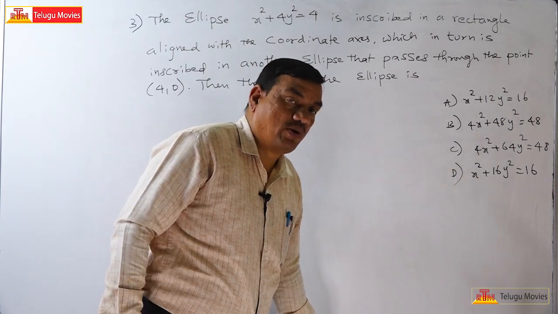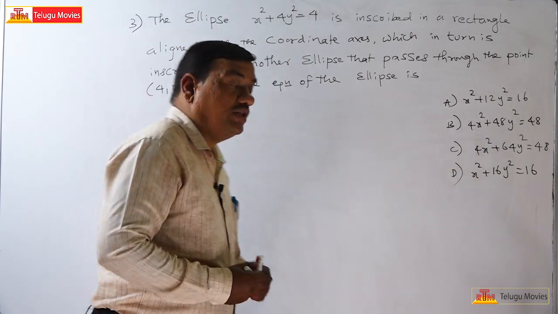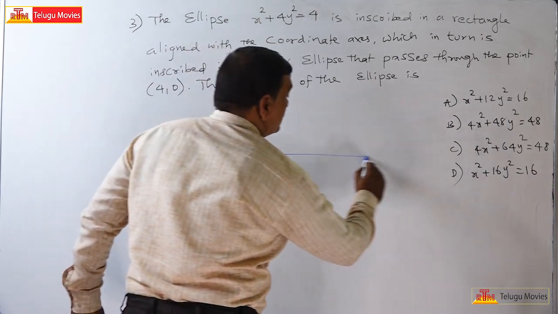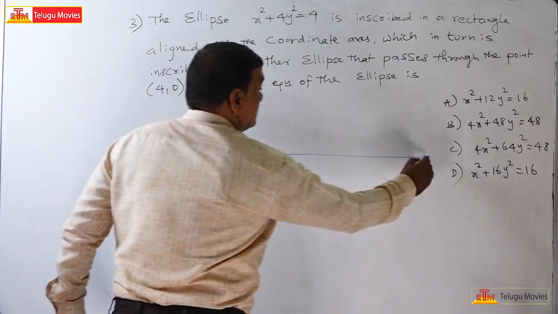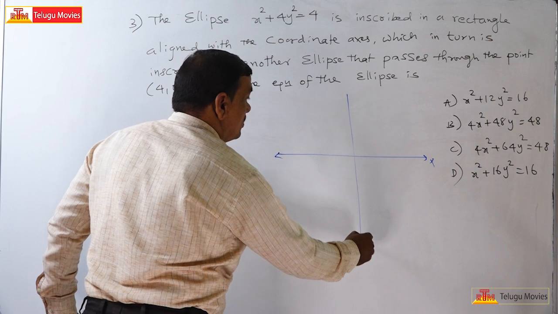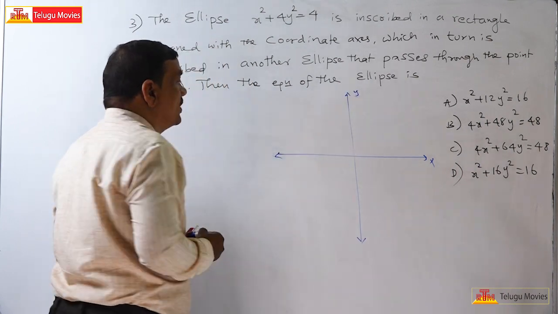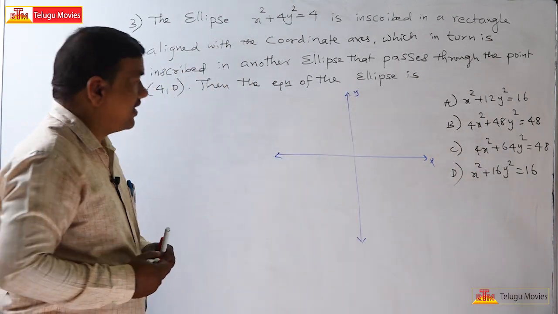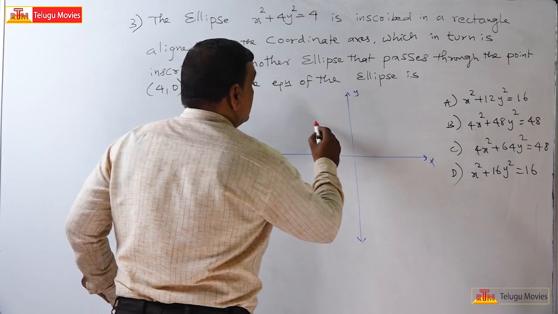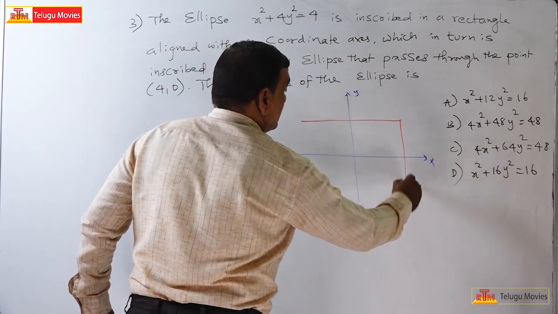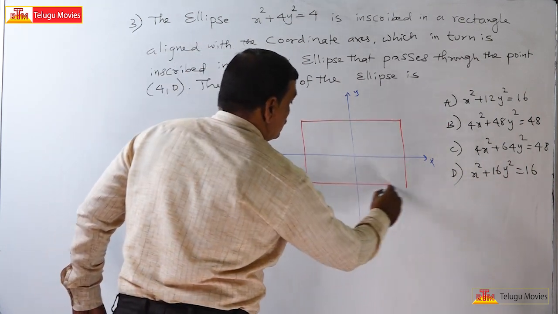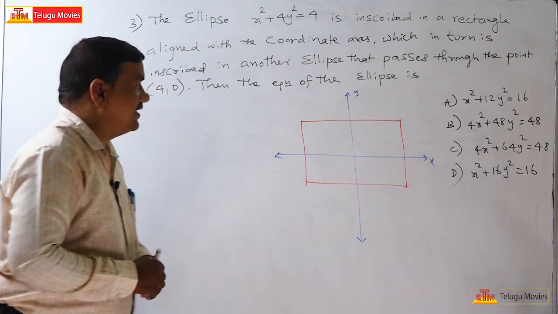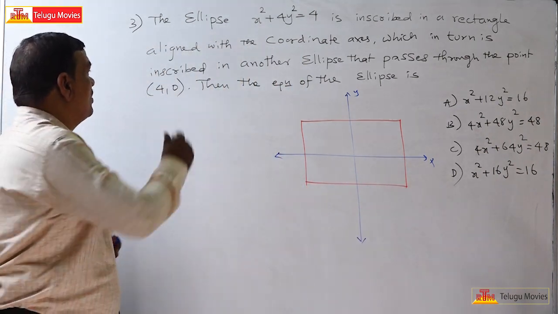Then how to do this problem? Let us draw the diagram. So here let us take the x-axis and the y-axis. First take the rectangle. There is a rectangle here. So this is a rectangle.